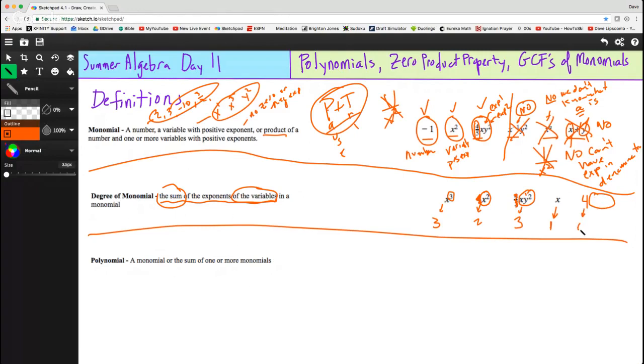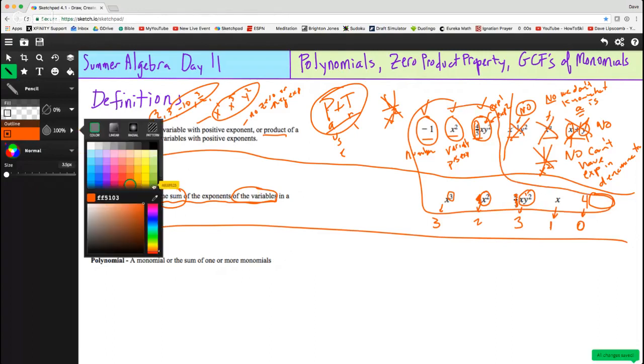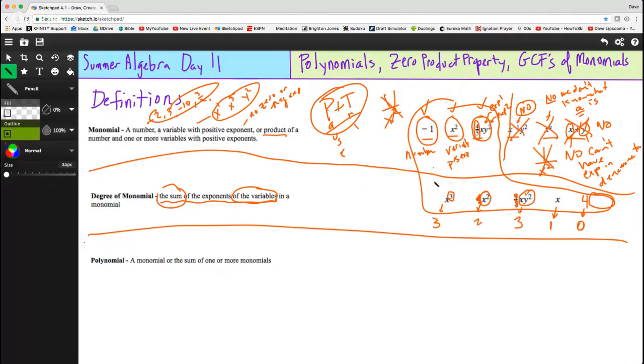So we have a degree of 0. There's no exponents here. All right, a polynomial is now, this is when you take a monomial and you take the sum of one or more. So let's just look at that real quick. We have examples here, these are all examples of monomials. Let's switch to green just for a second. So if we add one or more of these together, we get a polynomial.